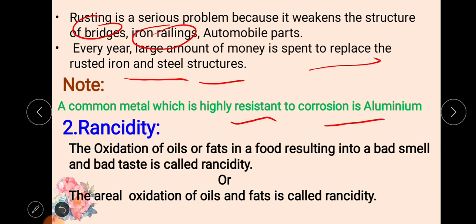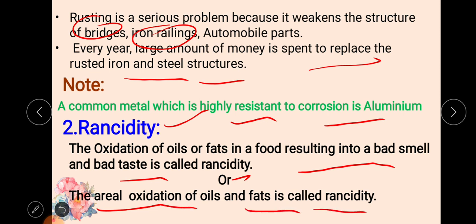Next very important concept, that is rancidity. What is rancidity? The oxidation of oils or fats in food resulting in bad smell and bad taste is called rancidity, or we can say spoilage of food. The aerial oxidation of oils and fats is called rancidity. If the food adds oxygen, the oils and fats present in the food get oxidized, which causes rancidity, and due to this the food gets a bad smell and bad taste, so nobody will eat that.